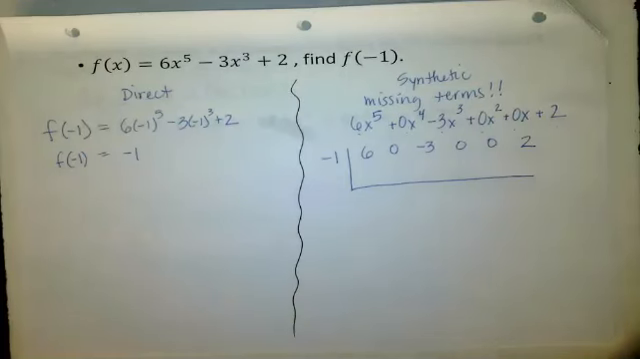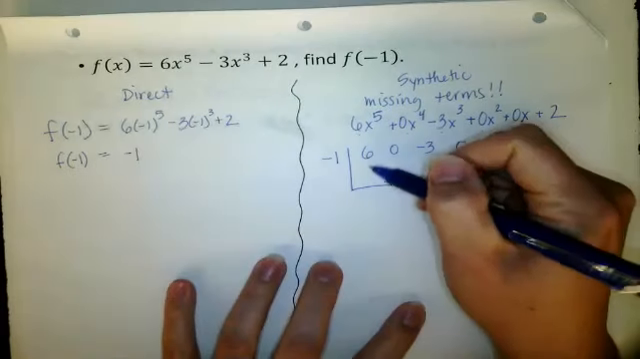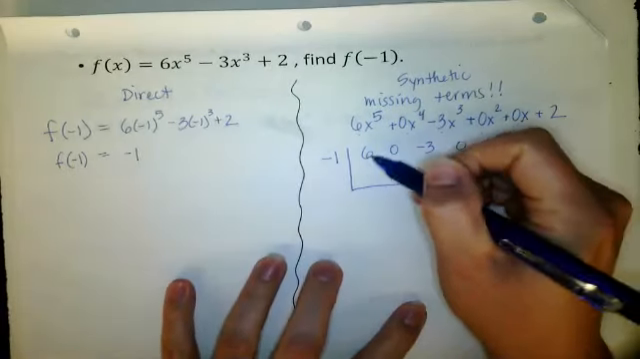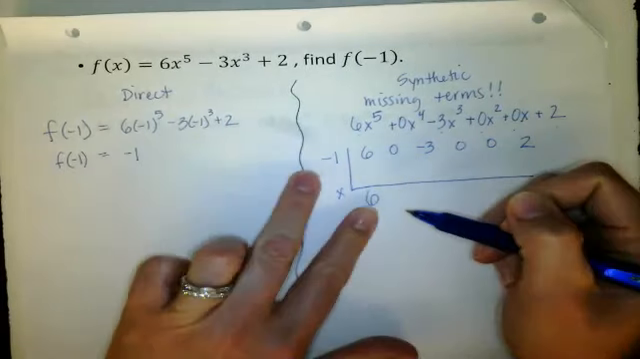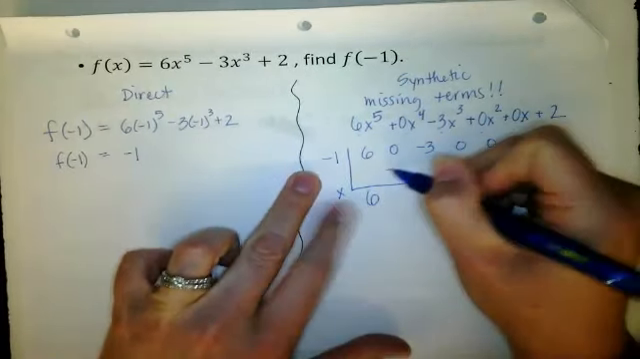6, 0, -3, 0, 0, 2. Okay? There's something to do with this compounding on itself every time you add and multiply and move to the next column, which is how it kind of works. All right, so 0 plus nothing is, 6 plus nothing is 6. And then we multiply 6 times -1, -6.